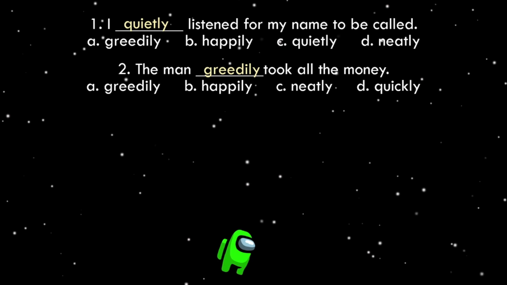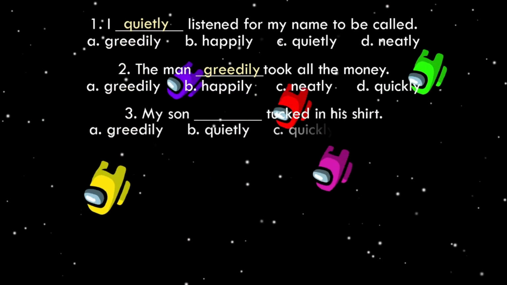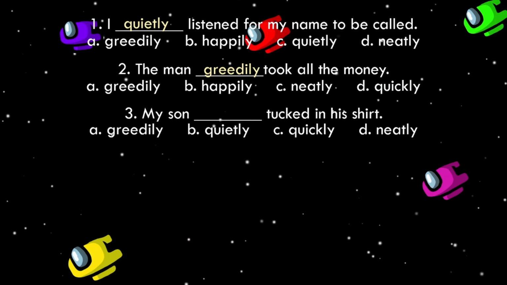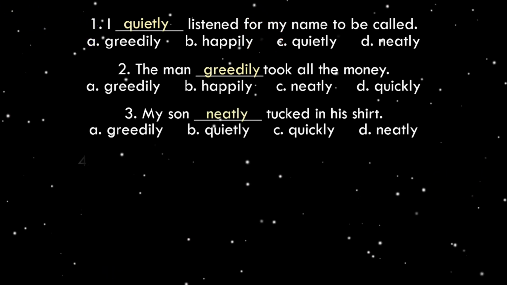Number 3. My son blank tucked in his shirt. Is it letter A, greedily, B, quietly, C, quickly, or D, neatly? That is correct. The correct answer for that is letter D, neatly. My son neatly tucked in his shirt.